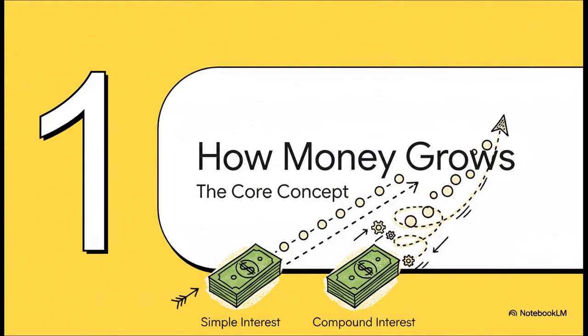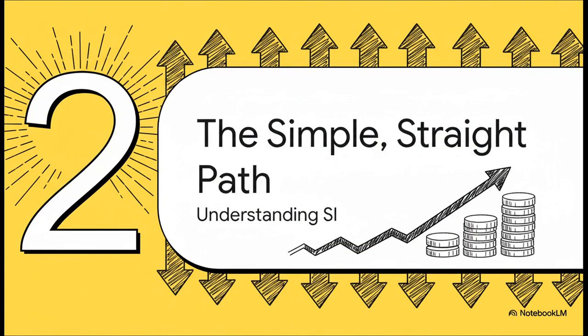So here's what we're going to do. We're going to follow two identical sums of money as they go on two completely different journeys. One is going to take a simple, straight path, but the other is going to take a much more powerful accelerating curve. Okay, first up, let's meet the first character in our little financial tale, simple interest.